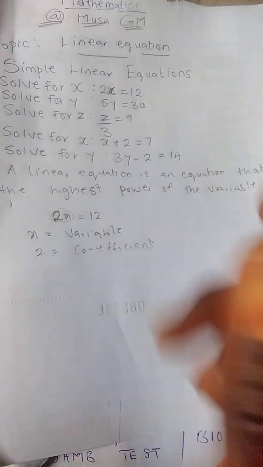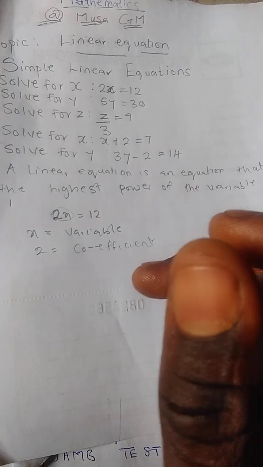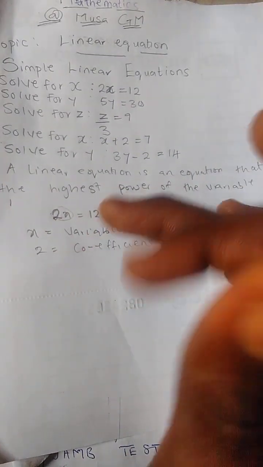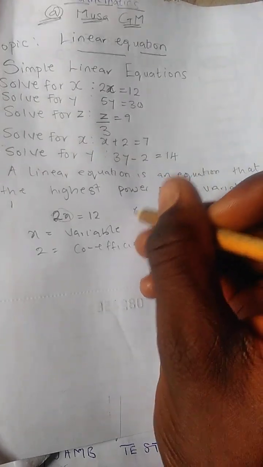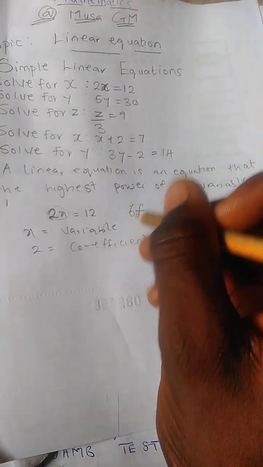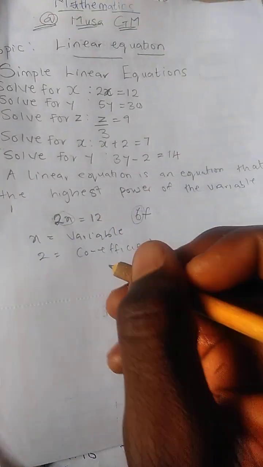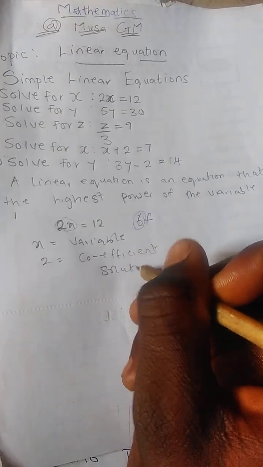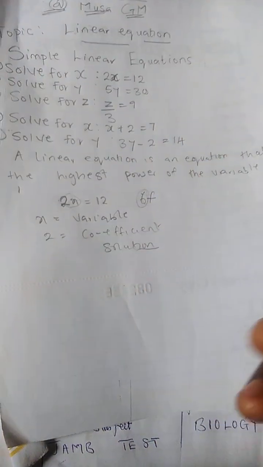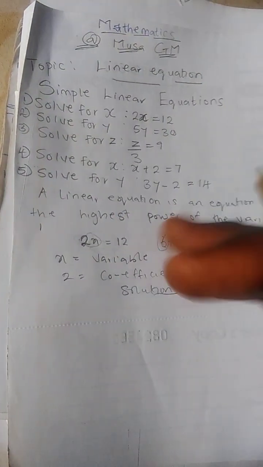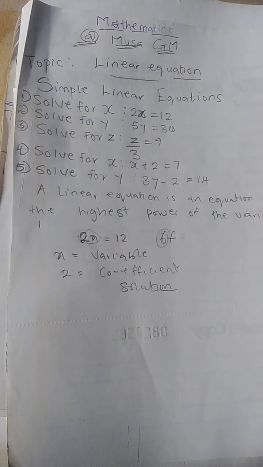That is to say, whenever you see any alphabet and a number attached to it, that number is the coefficient of the alphabet. Imagine we have 6f here. 6 is the coefficient of what? F. So that being said, let's start solving. Now, solution. We have close to 5 questions here, and we are going to solve them one after the other.